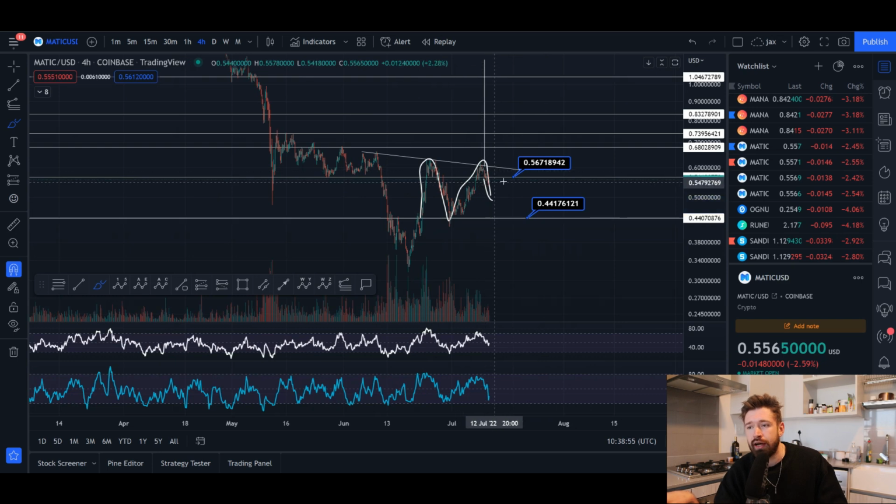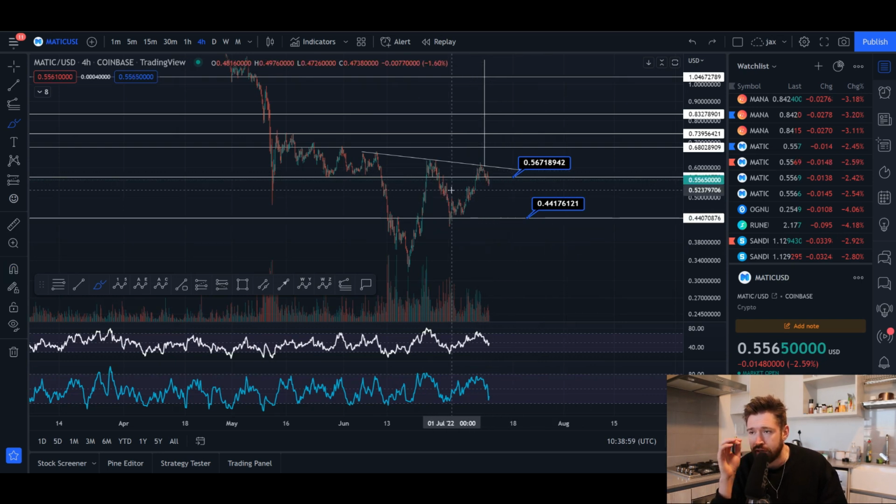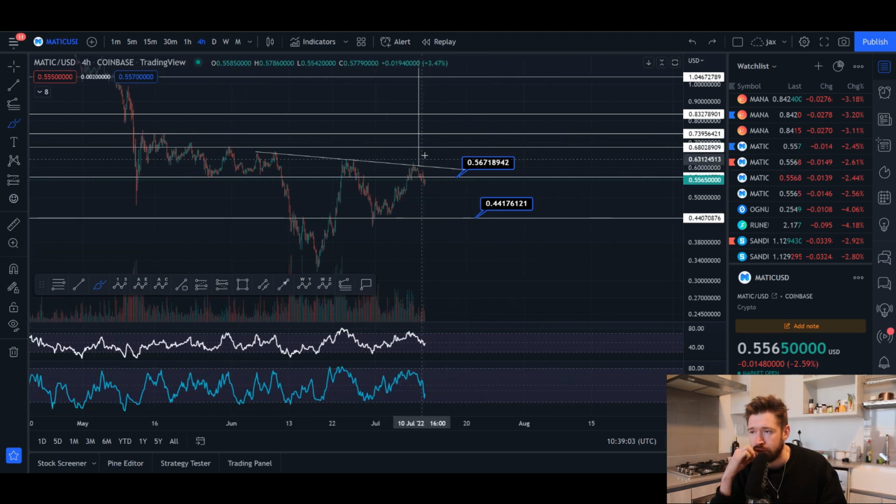But as of right now, we have seen a beautiful impulse to the upside. Matic is one of the strongest coins in the top 50, the top 100 right now. We had a 100% move from the bottom here.